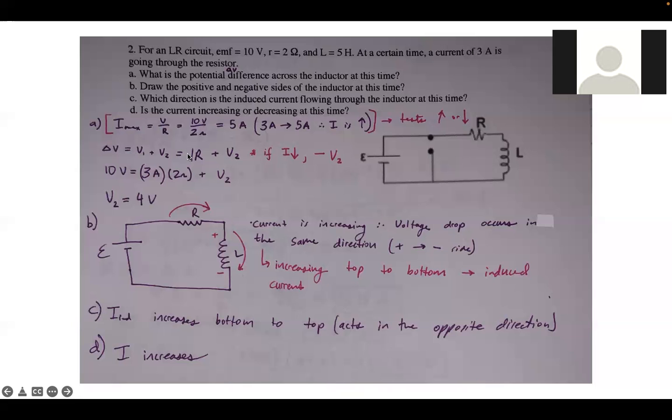So at this point, we just got to solve. We got to plug in everything. We have our change in V. We use IR, and we're looking for that V2. We solve for V2, that equals 4 volts.